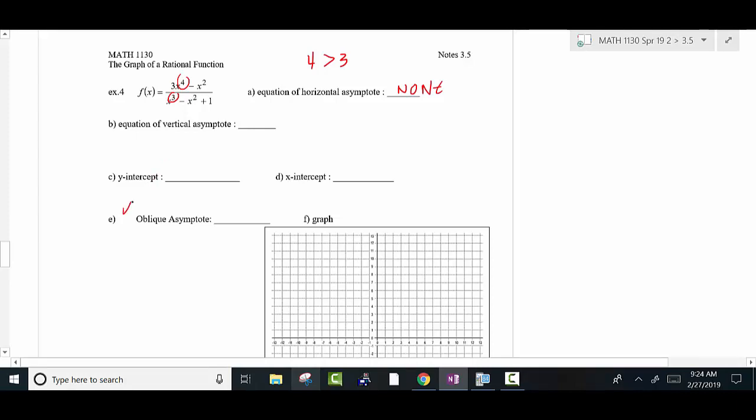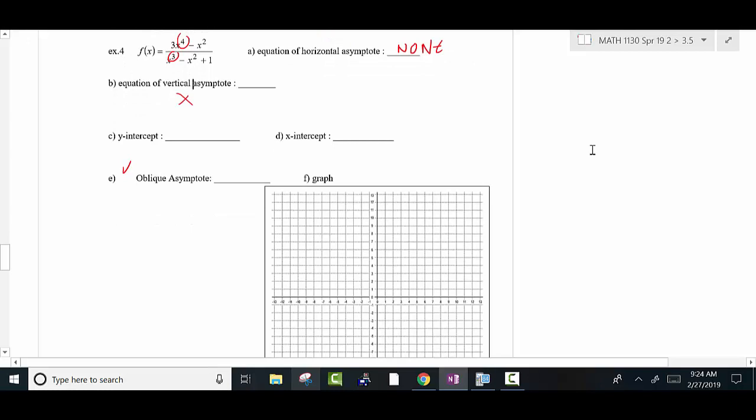Okay, all right. I'm going to bypass the vertical asymptote for a minute and show you, because I suspect on this you have to use your graphing calculator to even find it anyway. Okay, so let's go down to the oblique asymptote. Unfortunately, this one we have to do long division on. Okay, but I'll kind of bypass a few things on this as we do that.